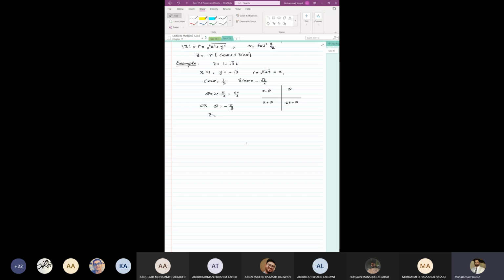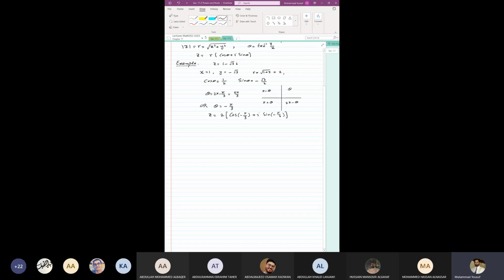So z is equal to r, which is 2, times cosine of negative pi over 3 plus i sine of negative pi over 3, in polar form. And when we take the value of cosine negative pi over 3 and sine negative pi over 3, we will go back to 1 minus square root 3 i.